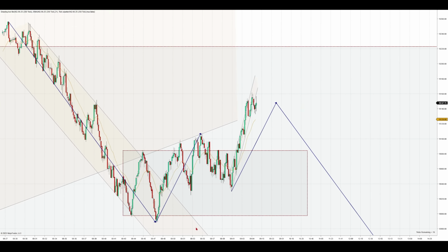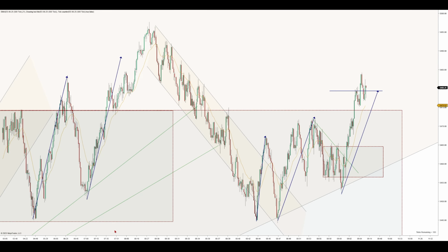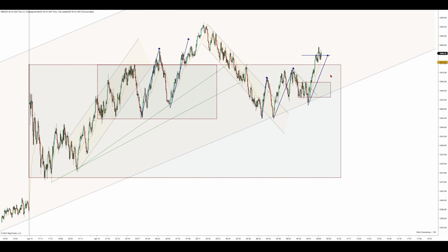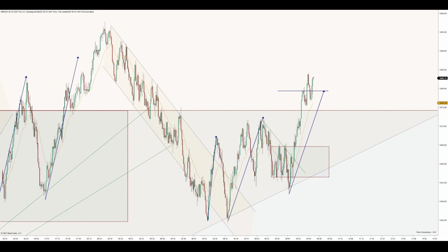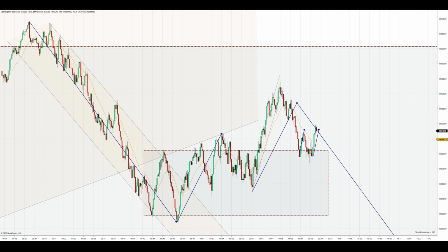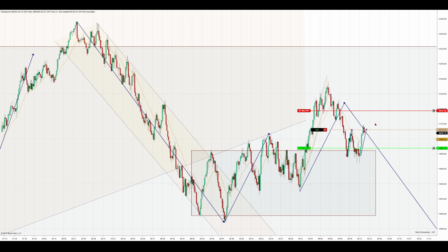So just kind of waiting for price to do something here. And yeah, I'll unpause it in a bit. Alright, so we are getting short here on the NQ.